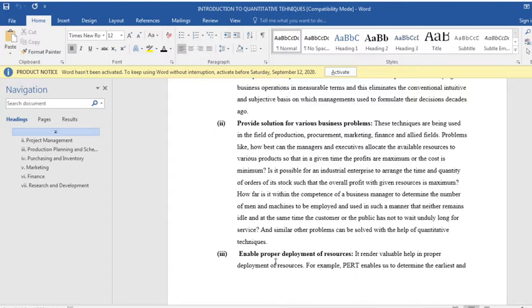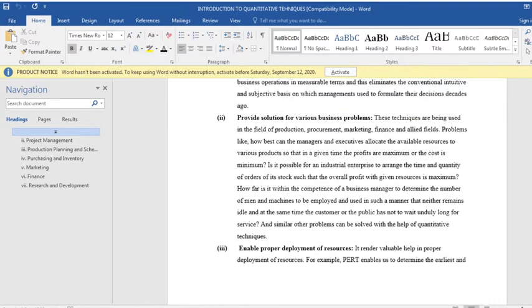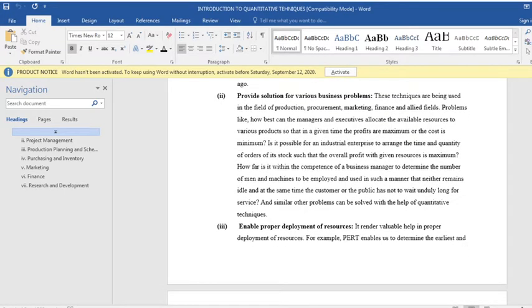Also, it enables proper deployment of resources. For example, if there is a project being undertaken by an organization, there is a topic that helps managers deploy the resources in the best way possible, knowing which activity should start, which should follow, and which should come last, so that the project can be undertaken within the scheduled time and within the budget.